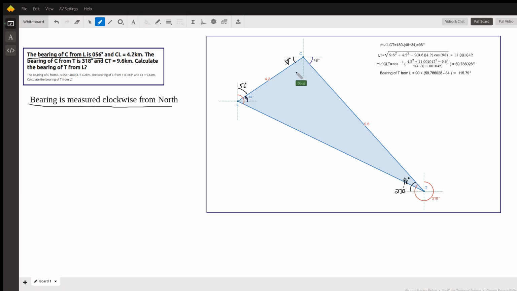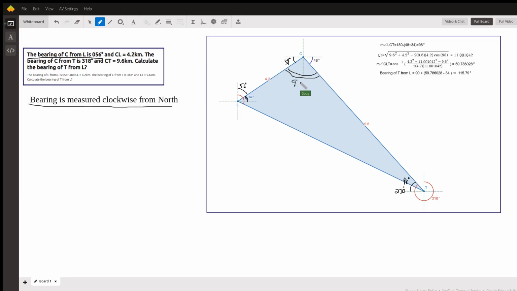And that means finally we can calculate the size of this angle right here. Angle LCT is 180 minus 48 plus 34, or 98 degrees.